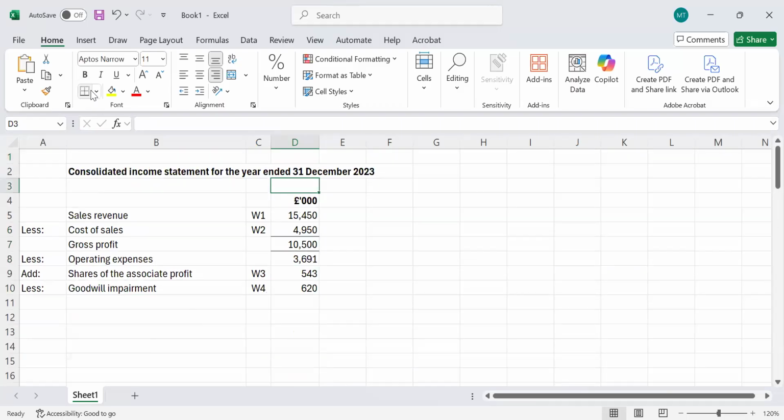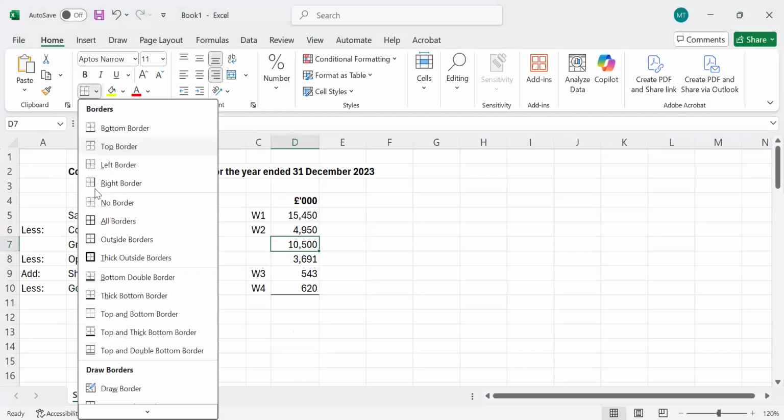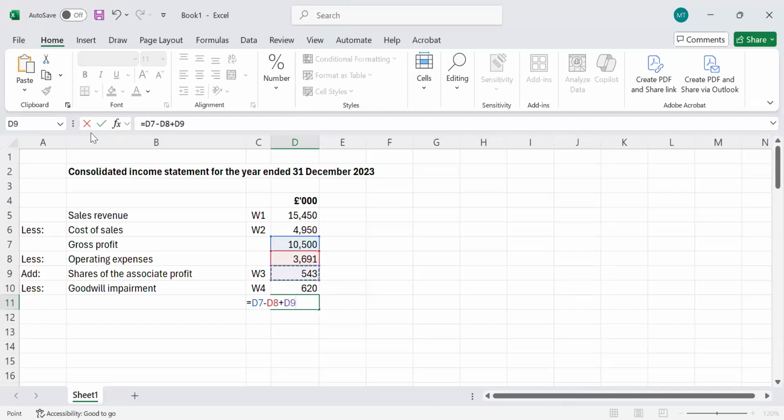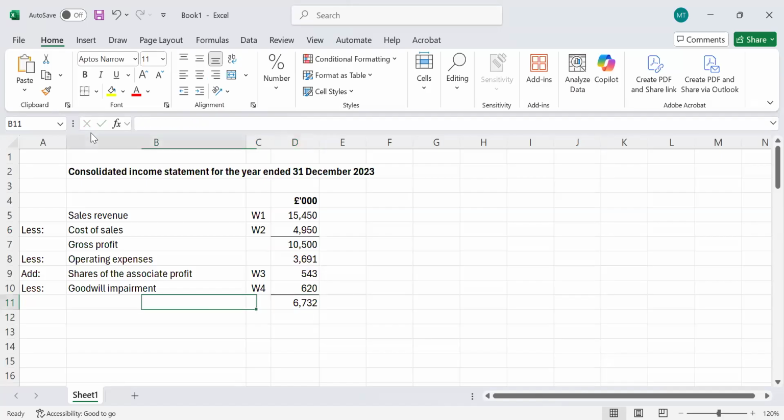Right, now what do we do next? We can then easily calculate the profit before tax figure by simply adding and deducting figures from gross profit. We do not need to put a line here, but we do need to put one here. So gross profit minus operating expenses plus your share of the associate profit minus your goodwill impairment. 6732 is your profit before tax figure.